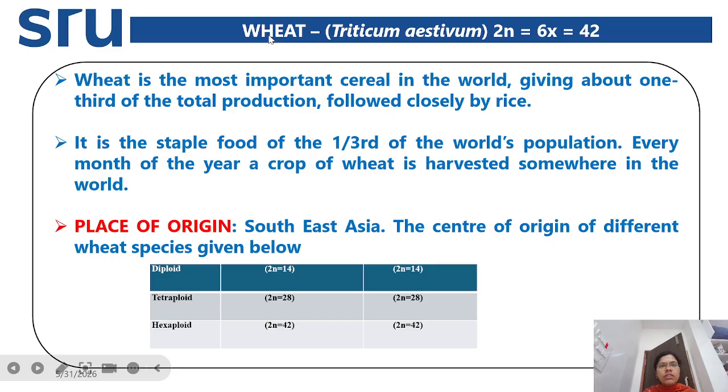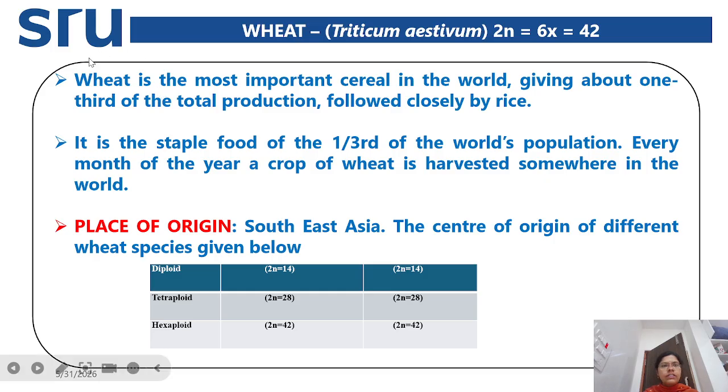So, the scientific name of wheat is Triticum aestivum. It has the chromosome number 2n = 6x = 42. Here the 6x is an allohexaploid. So it is represented as 6x, and it has the chromosome number 42. And this Triticum aestivum is also called common bread wheat.